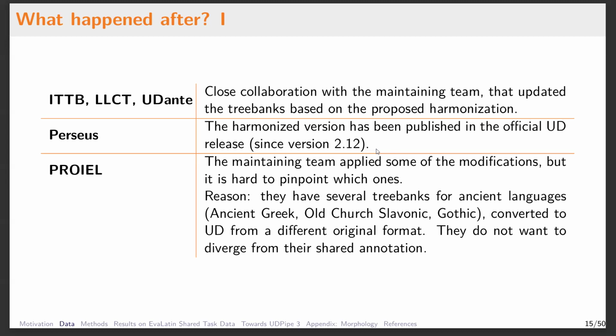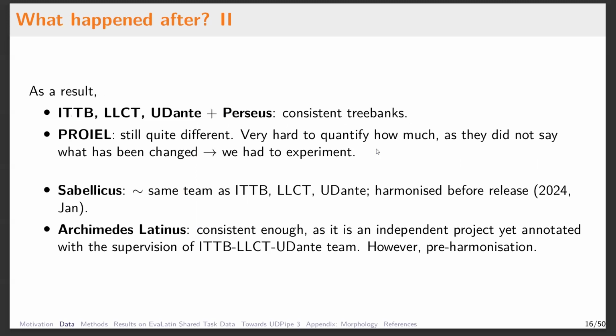With Proiel, things were a bit trickier because the Proiel team was not really eager for harmonization. The reason is that they have many treebanks for ancient languages. Besides Latin, they have ancient Greek, Gothic, and Old Church Slavonic. So they didn't want those treebanks to diverge from the original common annotation schema. So what did they do? They implemented some changes, but they didn't say what. Which results in the fact that now we know that ITTB, LLCT, UDante plus Perseus are fully harmonized. And with Proiel, we don't really know.